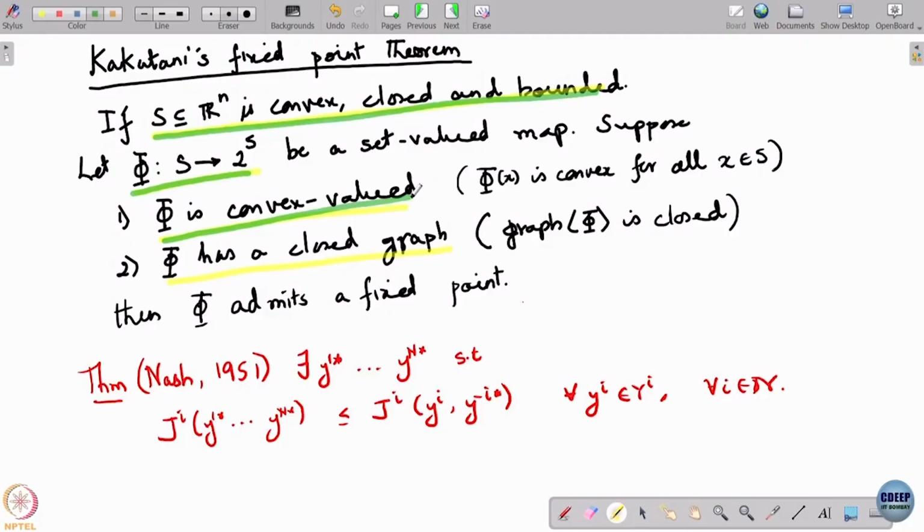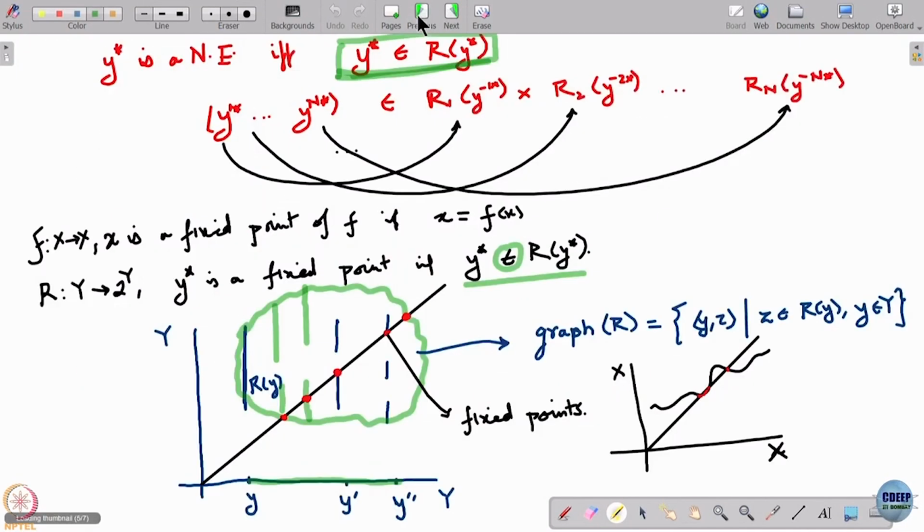So now what remains to be shown is that R has a closed graph. Now go back and see what the definition of a graph of a set valued map is. A graph is (y, z) such that z belongs to R of y, and y belongs to capital Y. This whole cloud of points was the graph. This graph has to be shown to be a closed set. Which means what? If I take a sequence of points in this set that converges to some point, then the limit should also be in this set.